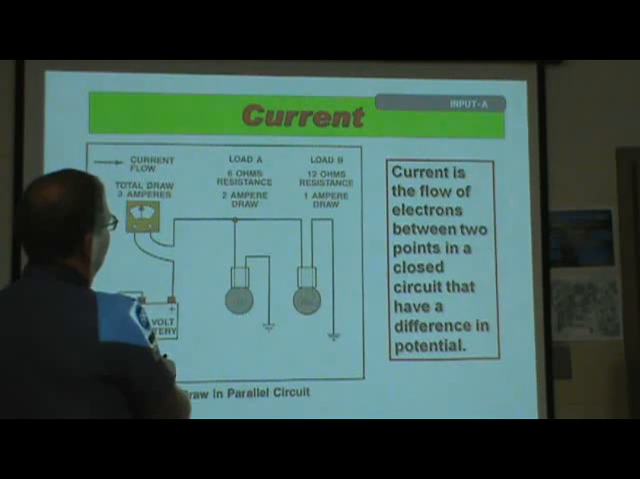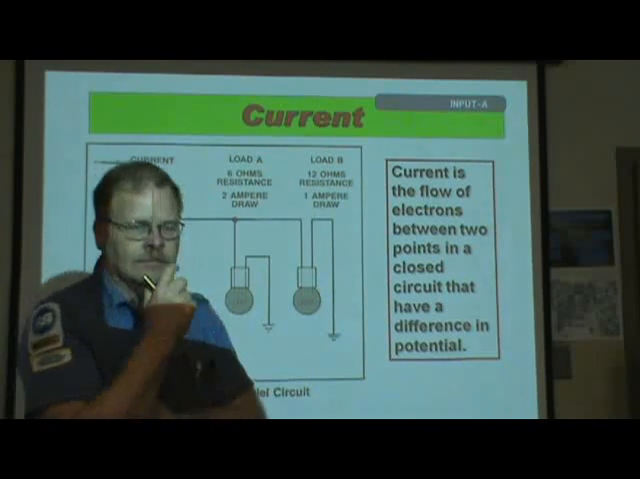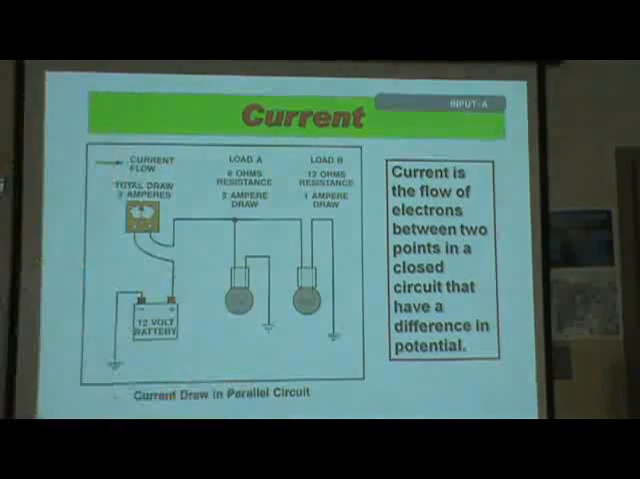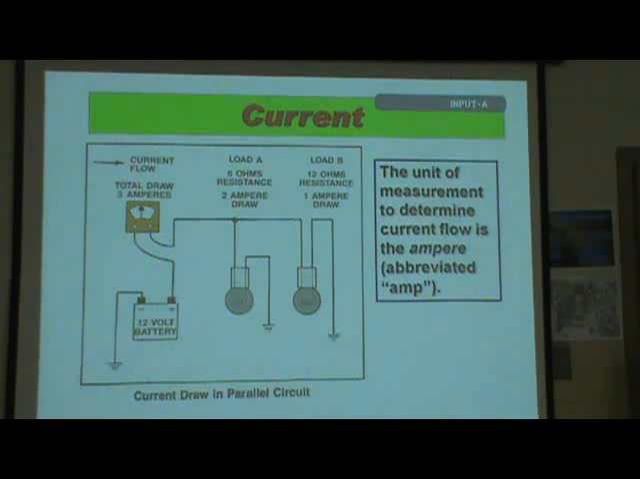But this one's got 2 amp draw, and this has got 1 amp draw. It has more resistance in that one. Which is going to be the brightest bulb? The one that's pulling more amps is typically going to be the brightest bulb, yeah. So anyway, you got 3 amps draw. But load A, load B, there's 2 different loads. You got 2 amp versus 1 amp. Okay.